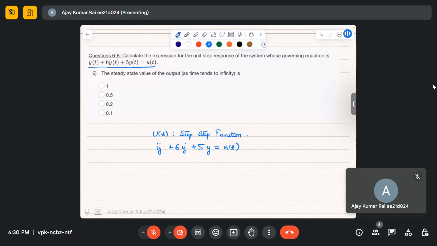So can you do this question? Very simple. Can you find the transfer function, or at least find y of s in terms of u of s? After that, we will proceed. So what you have to do is simply take Laplace transform. I'll give you 30 seconds to derive the Laplace transform. Just take all the initial conditions to be 0.